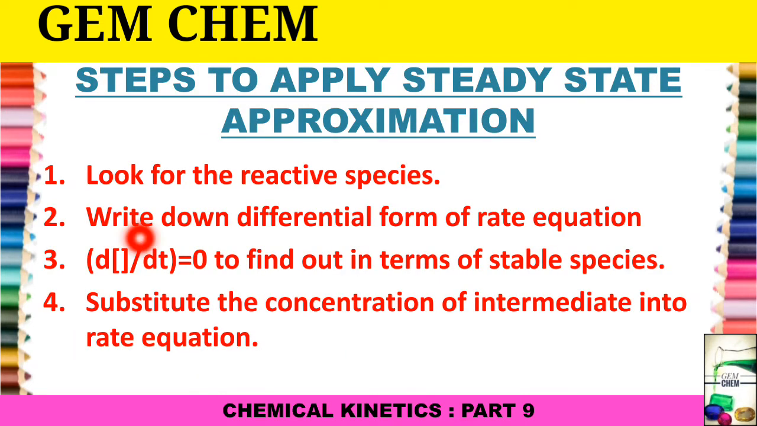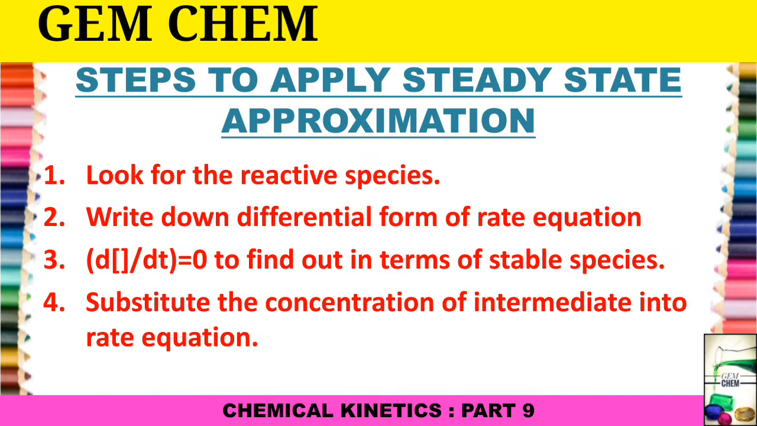Now we have to know the steps to apply a steady state approximation in a particular sequential reaction. First we have to look for the reactive species which is short-lived. Next we have to write down the differential form of the rate equation as we have done previously. Next we write d concentration by dt equals 0, and then find it in terms of stable species. Then we substitute the concentration of the intermediate into the rate equation. So first we will take an example and understand what is going on.